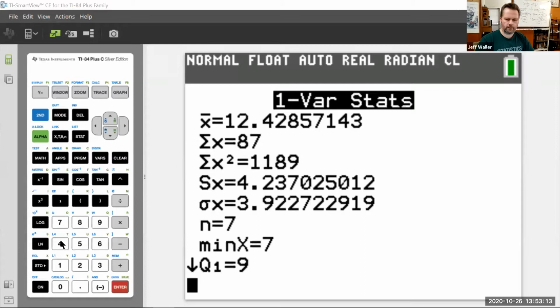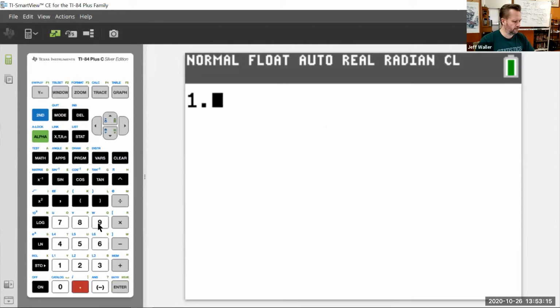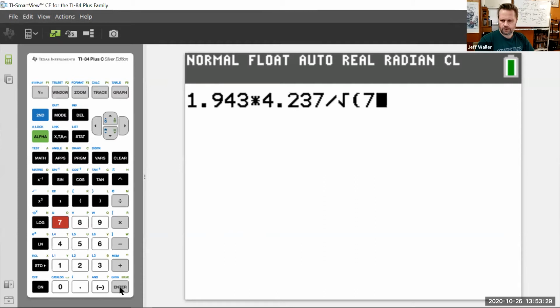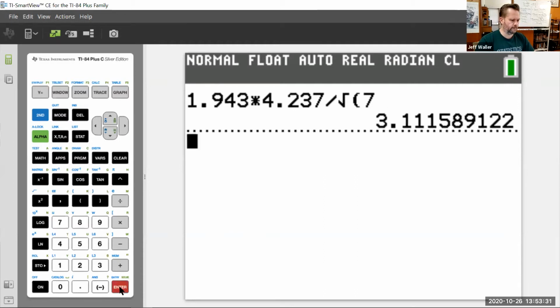So in the old calculator, I'm going to do the error first. 1.943 times 4.237 divided by the square root of 7. That should be everything, right? Yeah. So that's my error. I'm going to write that down here. You can't see it, but I'm just putting it into that page. I'll show you in a minute. 3.112.